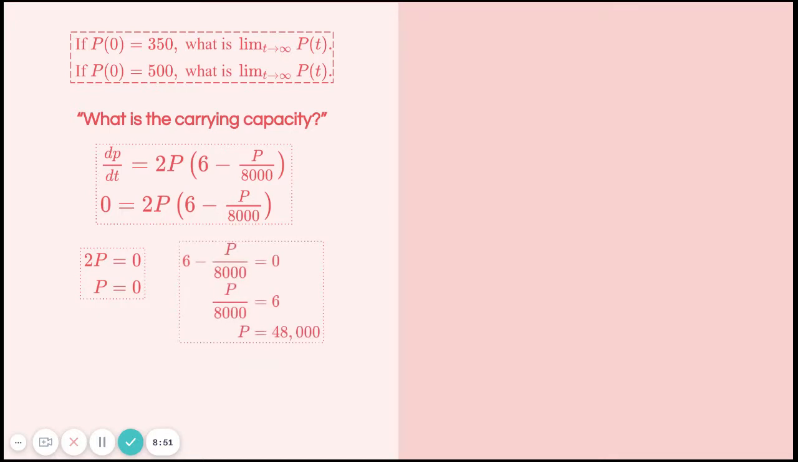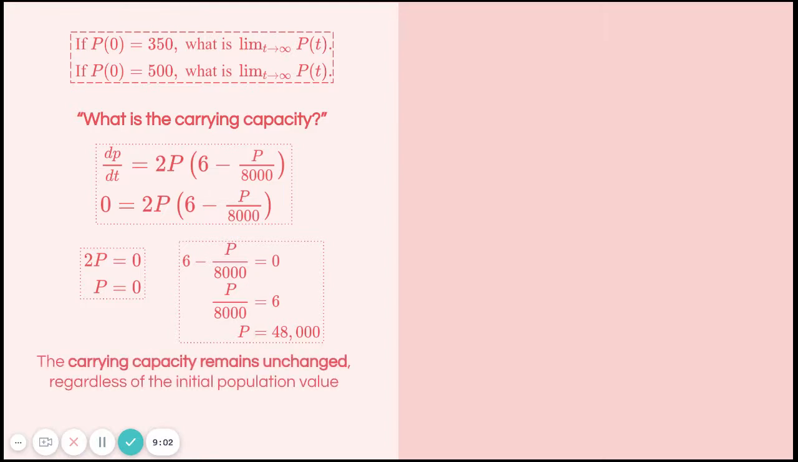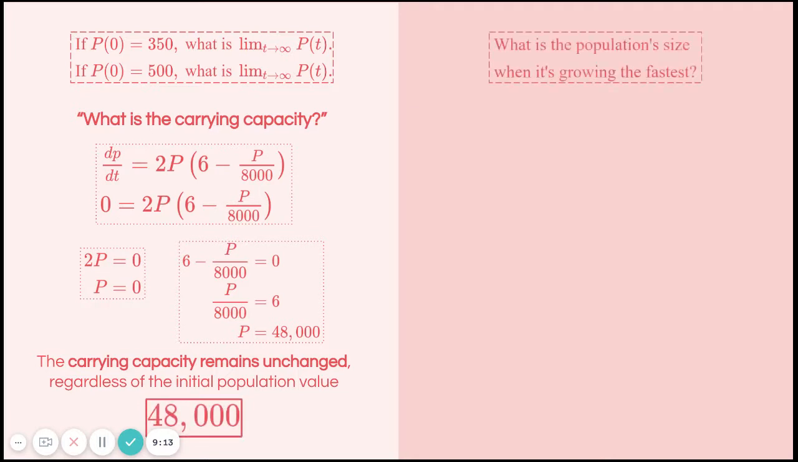Now this is a trick question because they ask you to find the limit of two scenarios with different initial values of population. But no matter how the initial value started, it will end the same because the carrying capacity cannot be changed. So the answer is 48,000. On to the next part. What is the population size when it is growing the fastest? We already worked this out before. It will be half of the carrying capacity. So the answer is just half of part A, 24,000. And that's it.